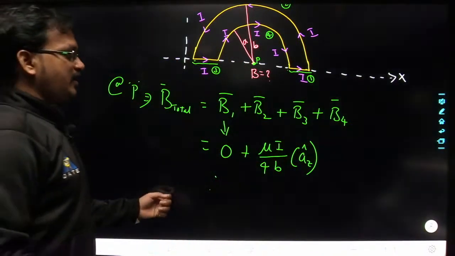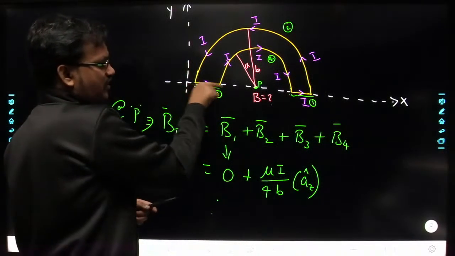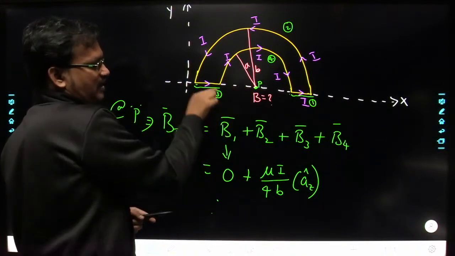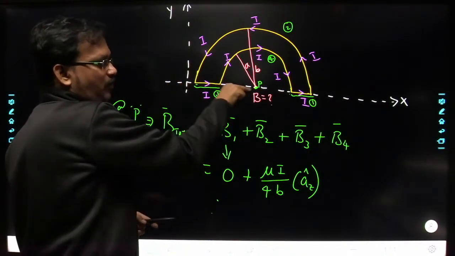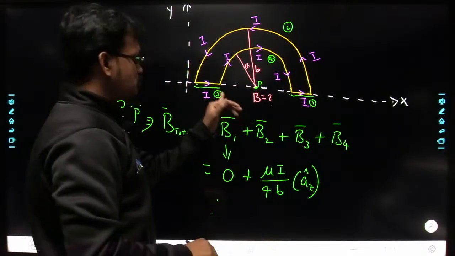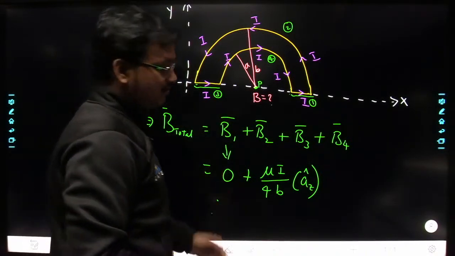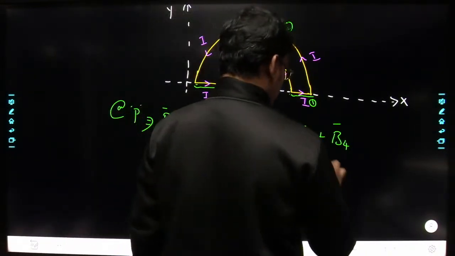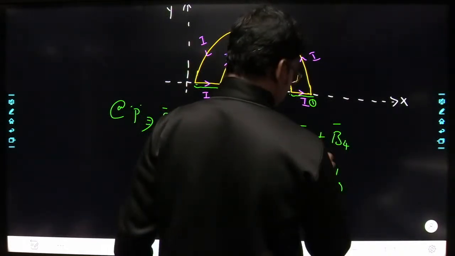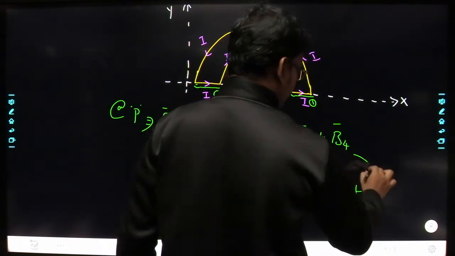Right. Okay. Next, if you consider the third section here, this is also a straight line, right? Now this point P is along the line. So if the point P is along the line, then the B field at that point due to section 3 will become 0. Right. So B3 is equal to 0.